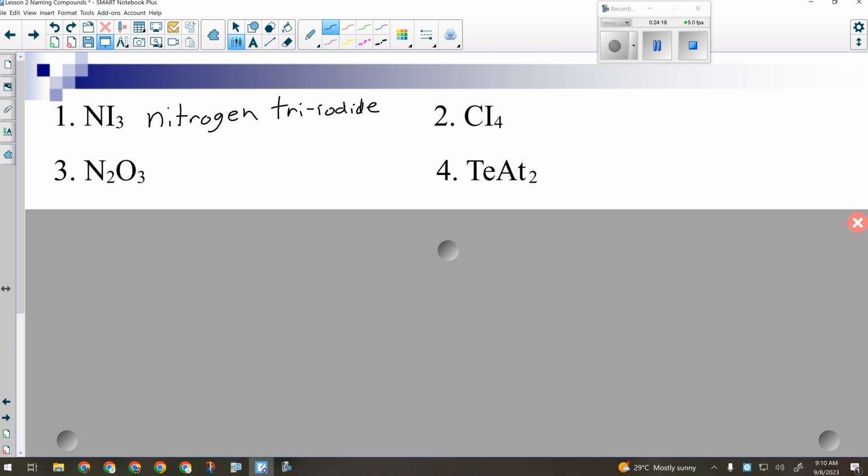All right. For number 2, how many carbon do I have? Just one, so I don't need a prefix on that. Okay, carbon, and then I have 4 iodines, so now it's going to be tetra. That would also require a hyphen. Tetraiodide.